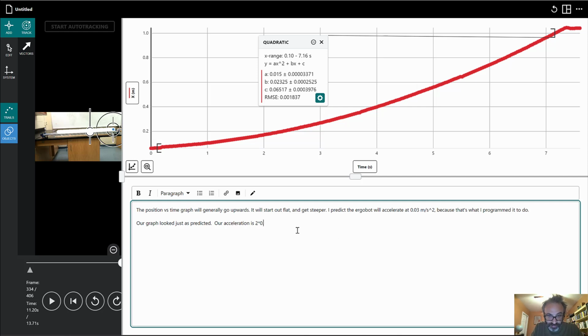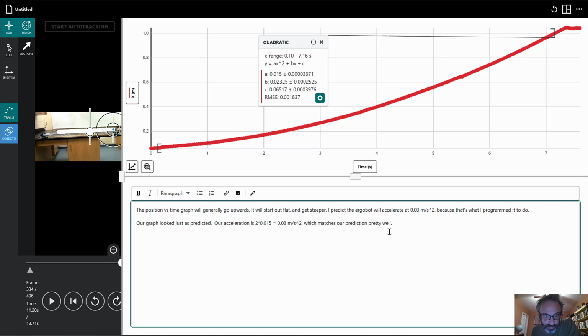Sorry, our acceleration is 2 times 0.015, which equals 0.03 meters per second squared, which, and it doesn't usually match this well, matches our prediction pretty well. All right, because we predicted 0.03.